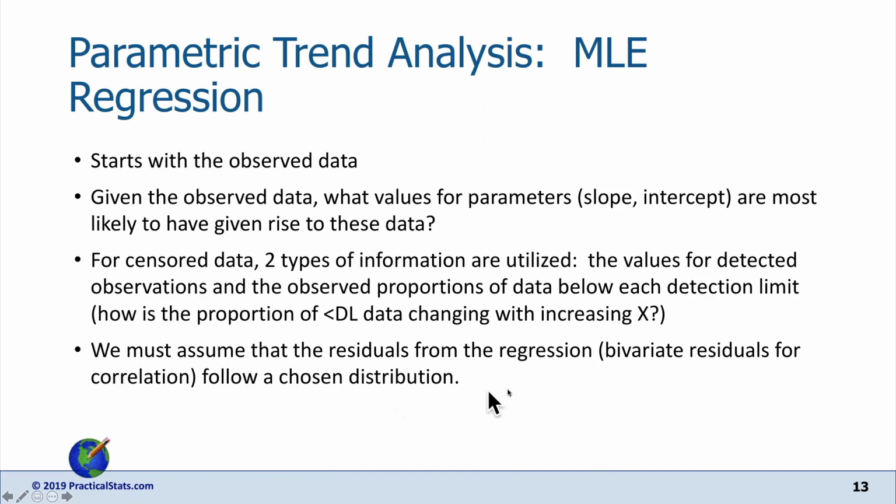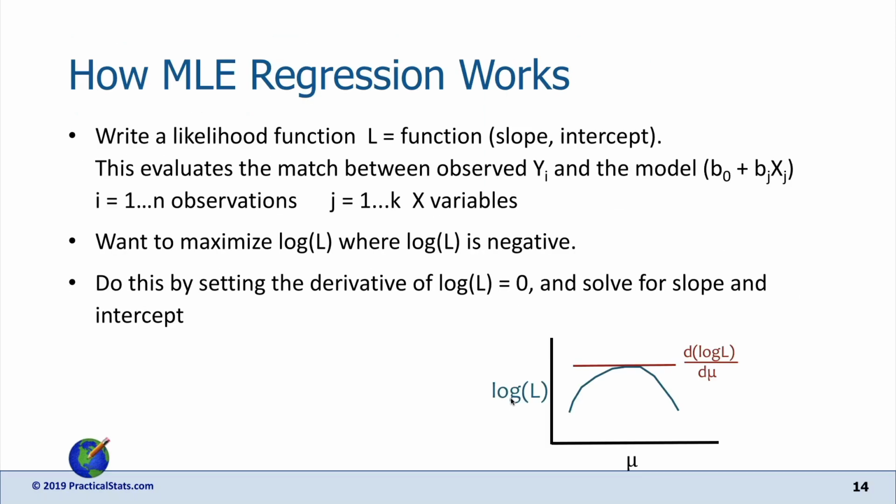And we're going to assume, because this is regression, that the residuals from the regression have a particular distribution. So it might be a normal distribution. Most of the time with environmental science, you'd be picking something that was skewed, more like a log normal distribution. So we'll choose one of those.